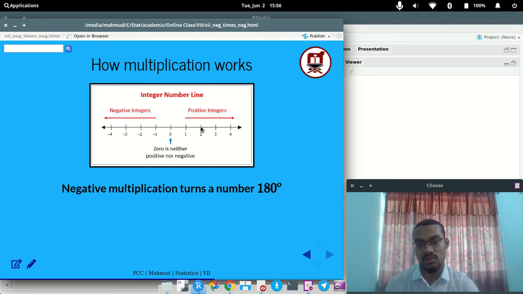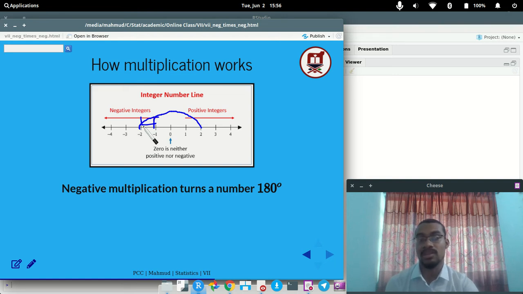That is, from 2 we go to here, minus 2, that is, we turn 180 degrees. If we see the angle, here. So if we start from 2 and multiply by minus 1, we are now here, at minus 2.